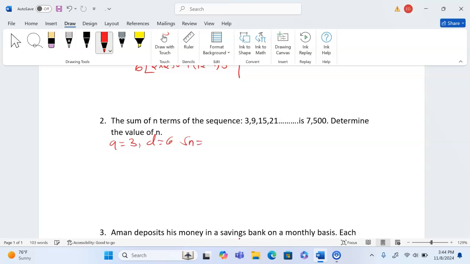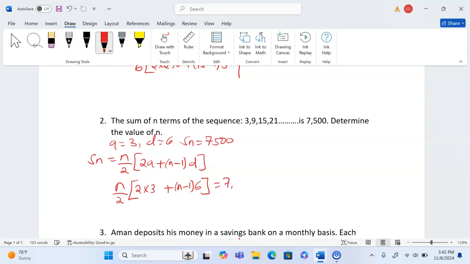And of course the sum has been given to be 7,500. Determine the value of n. We know sum of any terms is given by n over 2 multiplied by twice a plus n minus 1 times d. We do not have n. We divide by 2 into 2 times a, our a is 3, plus n is what we don't have, minus 1. You multiply by the common difference, which is 6. This must be able to give us a sum equal to 7,500.